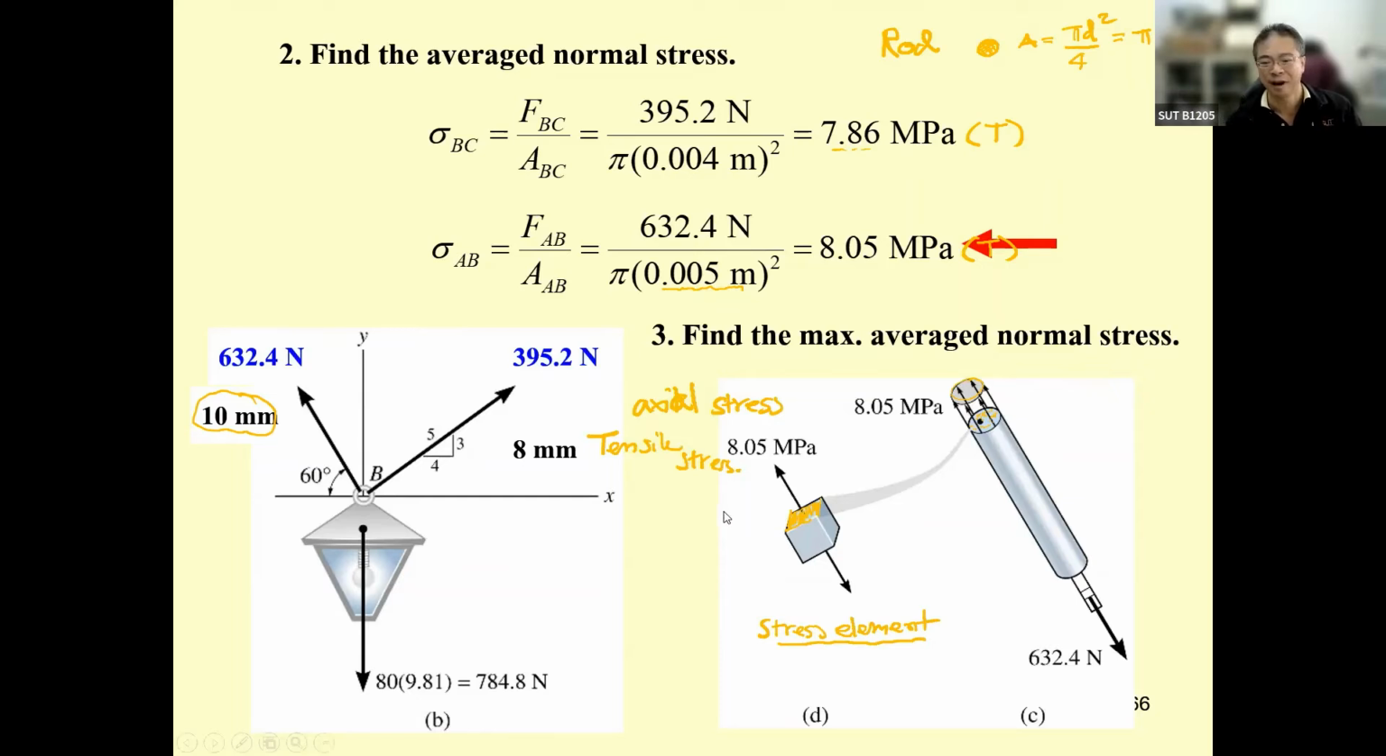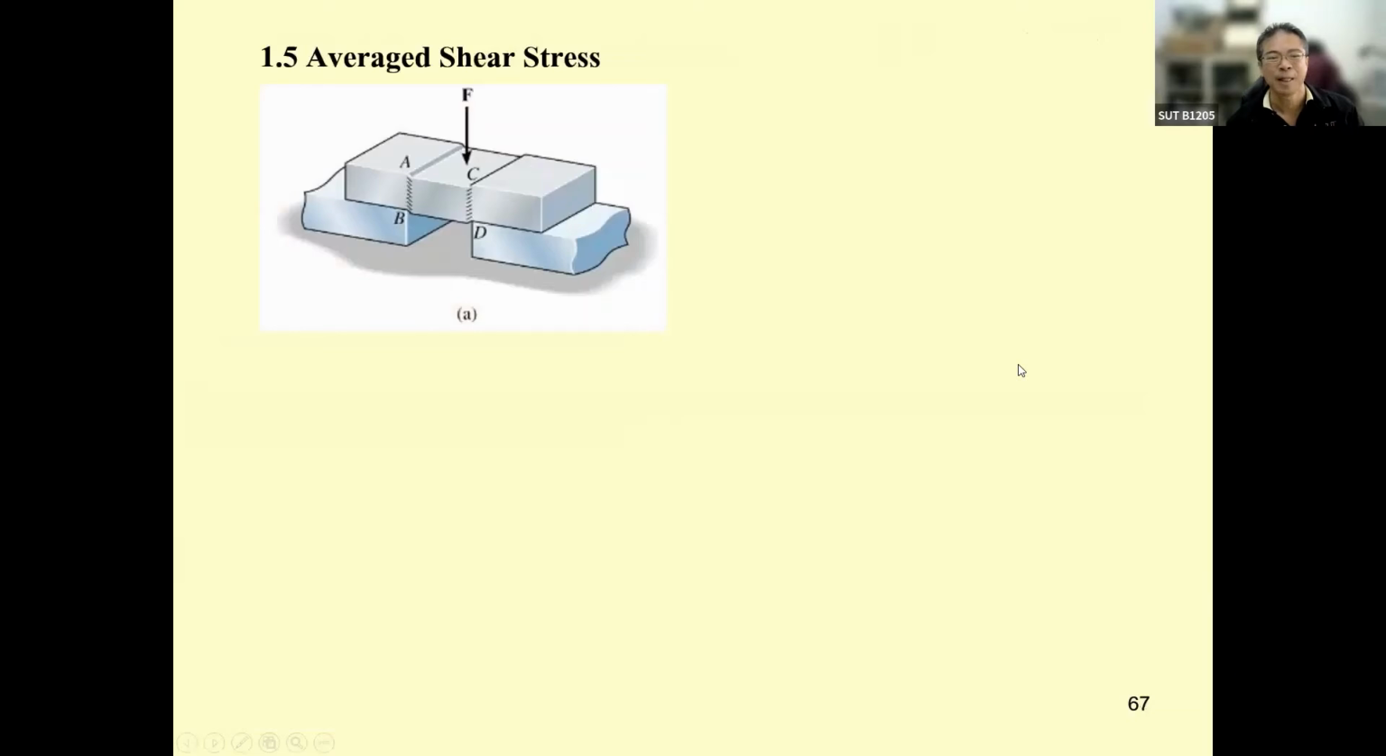You're going to use it a lot. Some of you may go on to further education in Australia or in the United States of America. This kind of nomenclature, sigma, F, A, and the definition of the normal stress, those kind of things are general. Next we come to the shear stress.